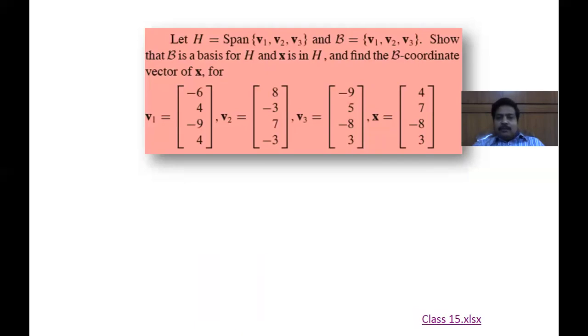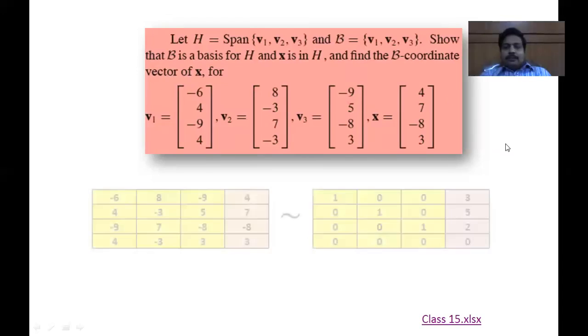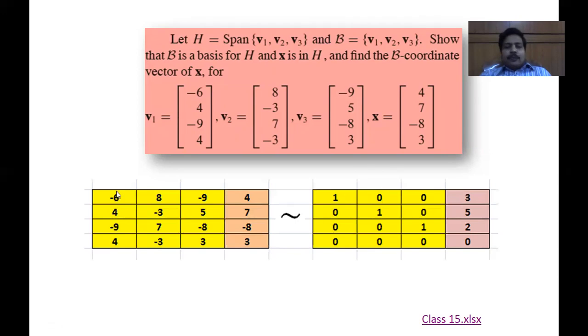Here three vectors are given in the basis and we are asked to check whether X, 4 7 minus 8 3, is in the span of these three vectors. It is a little more complicated than the previous one. So the matrix is formed using these vectors and this is converted into reduced echelon form. This is the final one. So here you will find 3 5 2 and this is also consistent since the last row contains all zeros. So the equation is consistent.